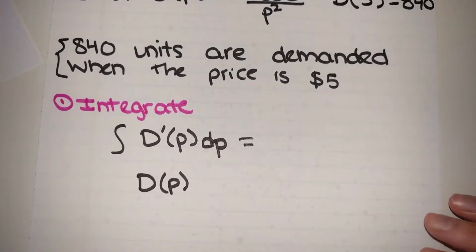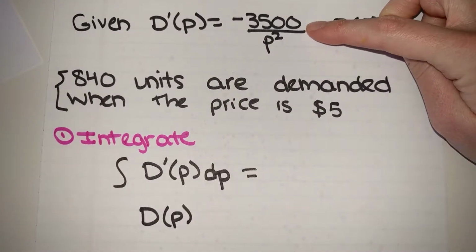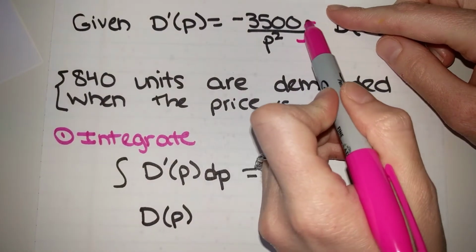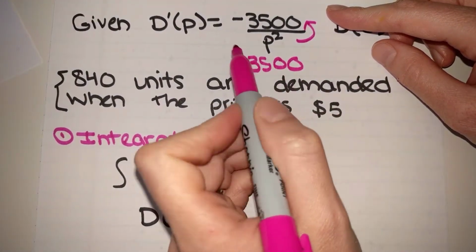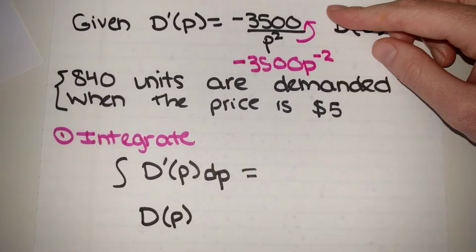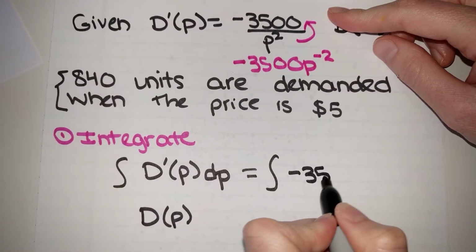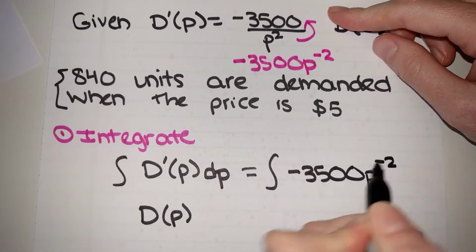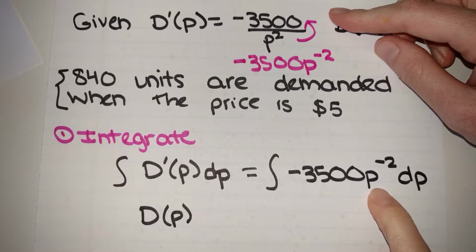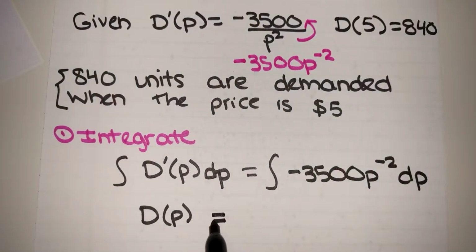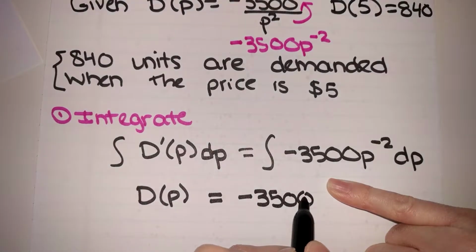All right, so if you look at what we're trying to integrate though, the first thing that we would need to do is rewrite that. So I'm going to bring the p squared up as a negative exponent. So this will be negative 3,500 p to the negative 2 power. So if I integrate negative 3,500 p to the negative 2, and again, it will be dp because our variable of integration is p. All right, so to integrate, the negative 3,500 is a constant coefficient, so it tags along.